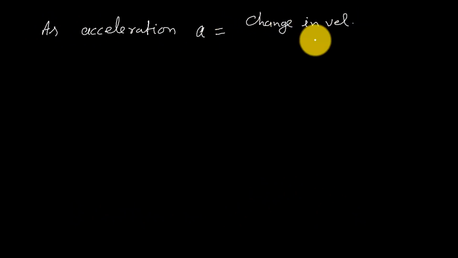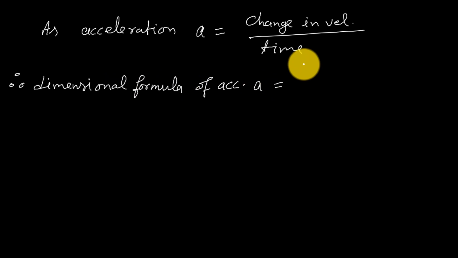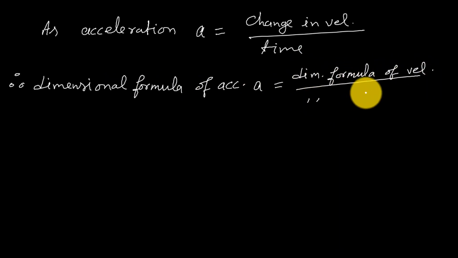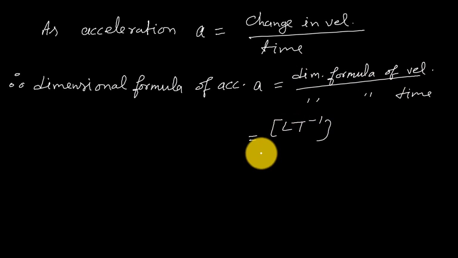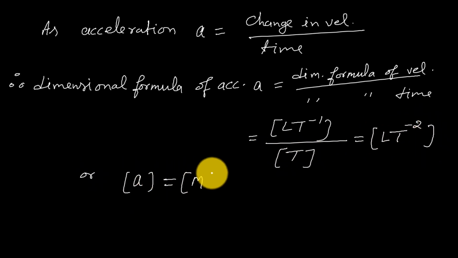As acceleration a is equal to change in velocity upon time, therefore the dimensional formula of acceleration a is equal to the dimensional formula of velocity upon the dimensional formula of time. As the dimensional formula of velocity is LT^-1 and the dimensional formula of time is capital T, therefore the dimensional formula of acceleration a is equal to LT^-2, or a is equal to M^0 L^1 T^-2.